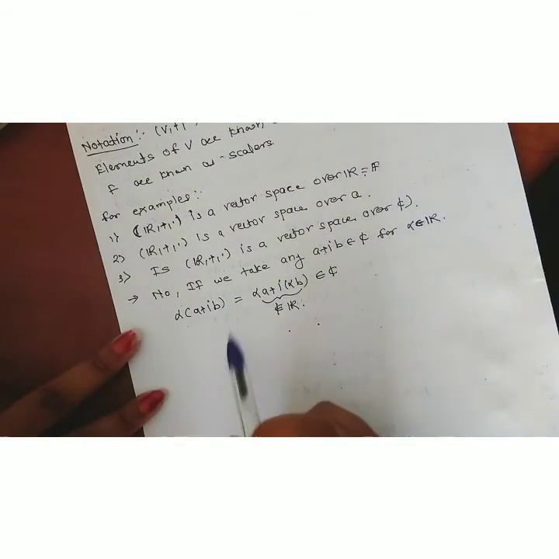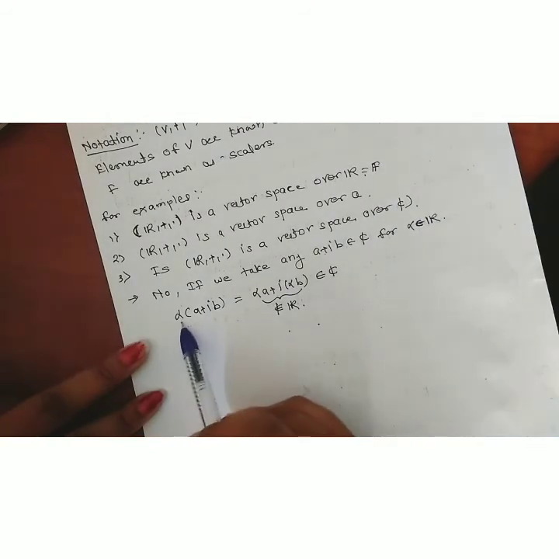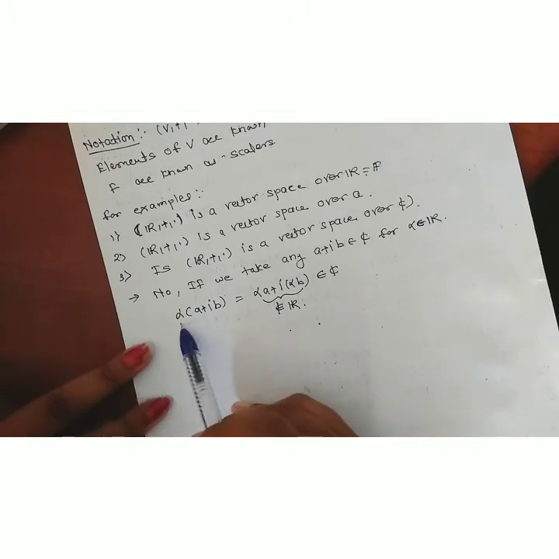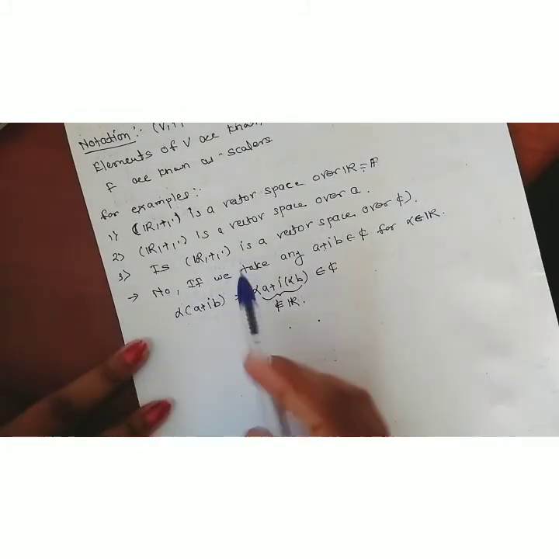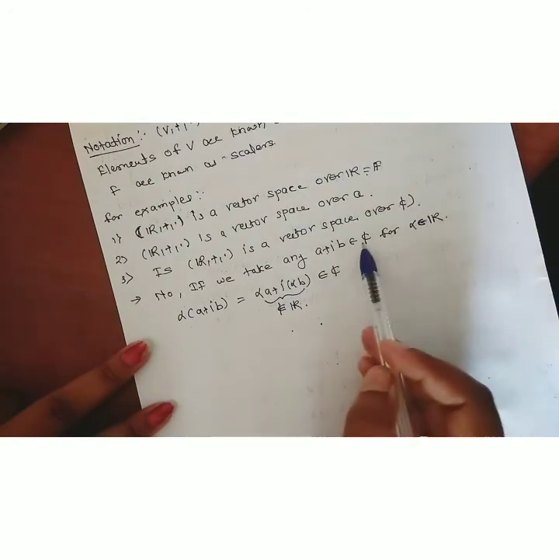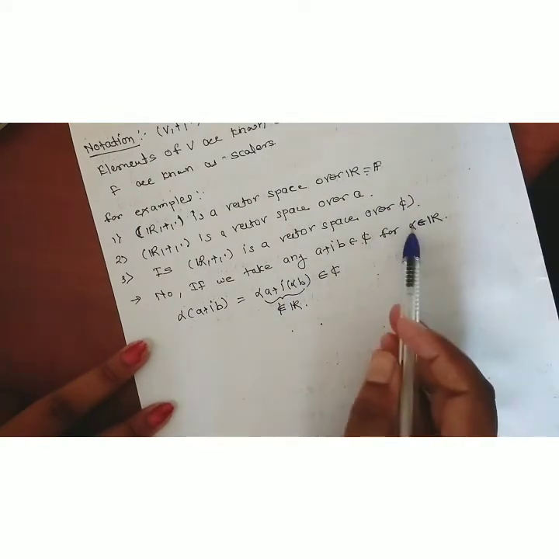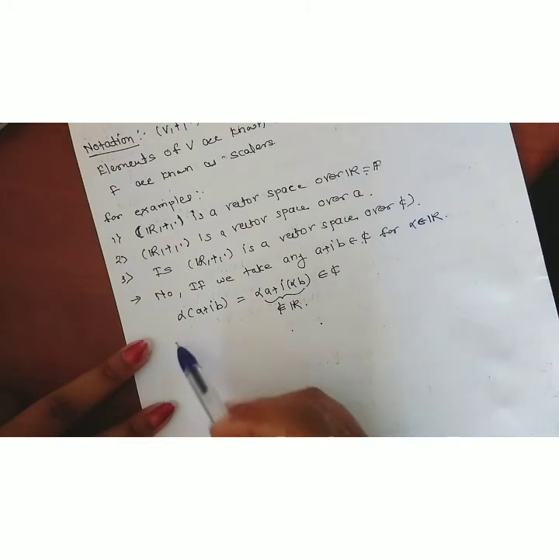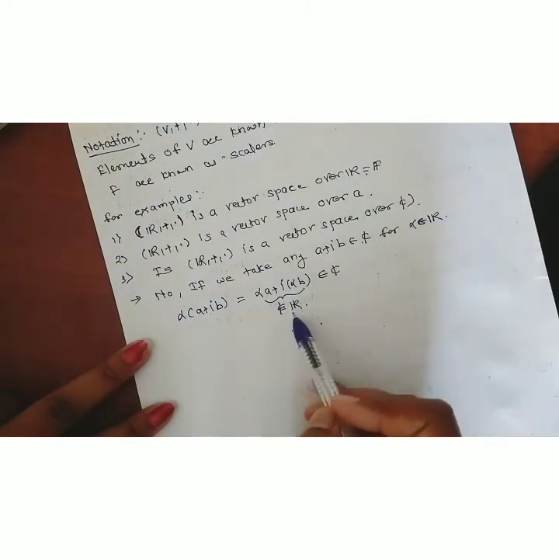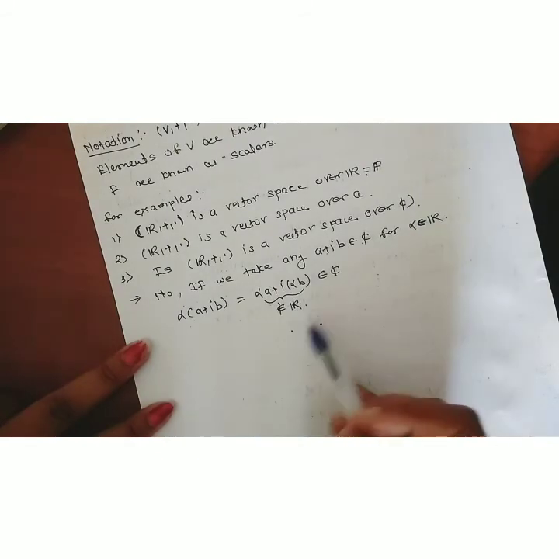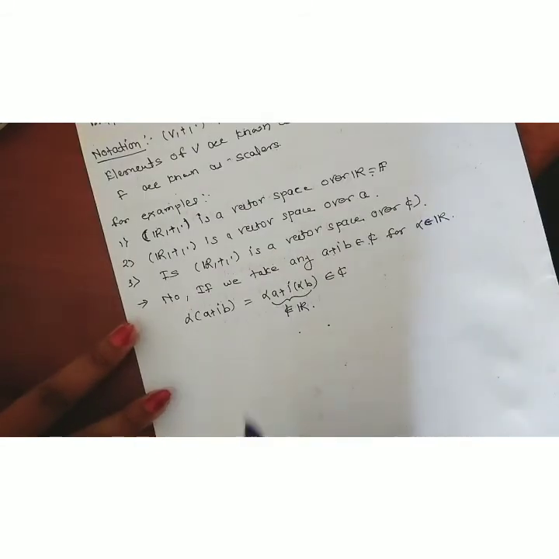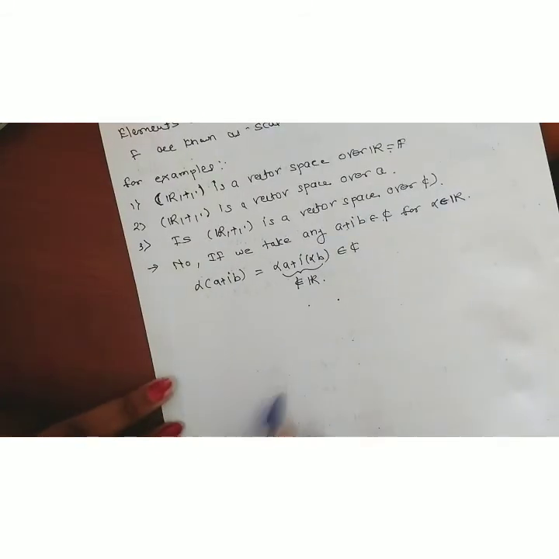Why doesn't this happen? Because scalar multiplication does not hold in the set of real numbers. For any element belonging to the field C and any element alpha belonging to the real numbers R, their multiplication doesn't belong to R. Under scalar multiplication this property doesn't hold in the set of real numbers, so this is not a vector space over the set of complex numbers.